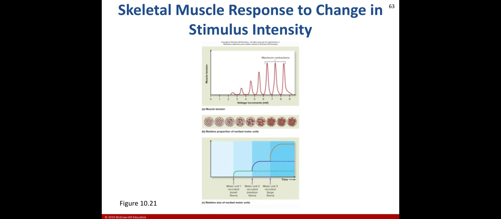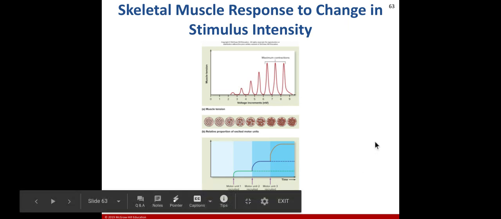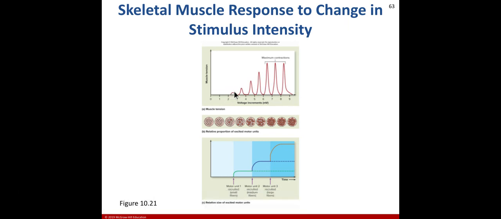That's really what we're seeing in these graphs that come from your text. We're increasing the voltage and we're getting a contraction, and then we increase and we're getting a contraction, increase, increase, increase. But now if we look at this graph, all of the intensity of contraction is the same. So we've reached a point where no matter how much more we up the voltage, we're not getting a stronger contraction. It's the same.